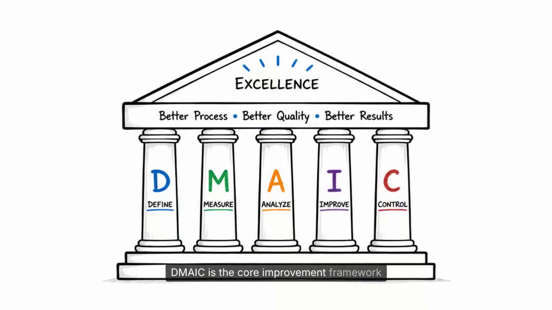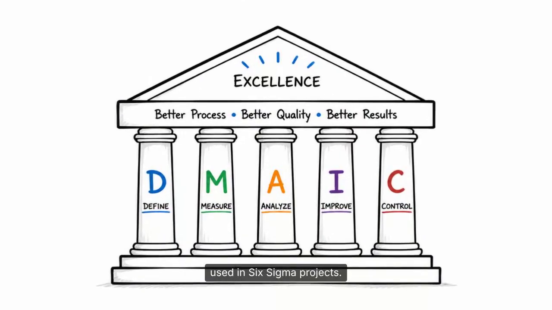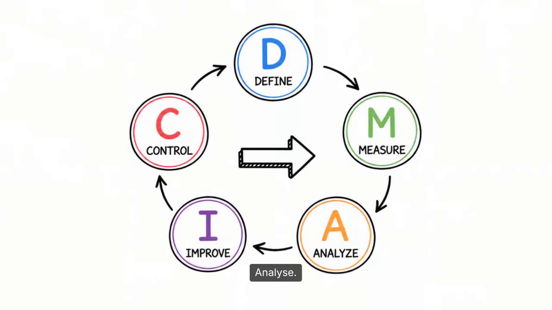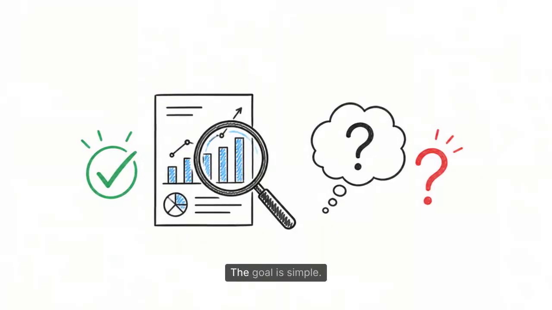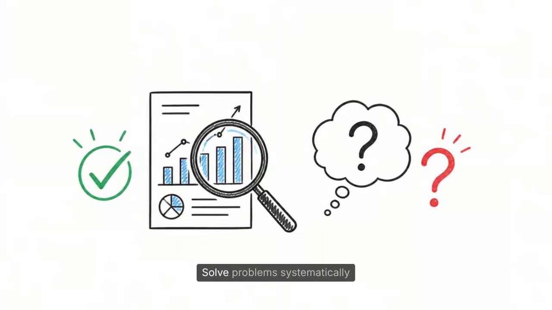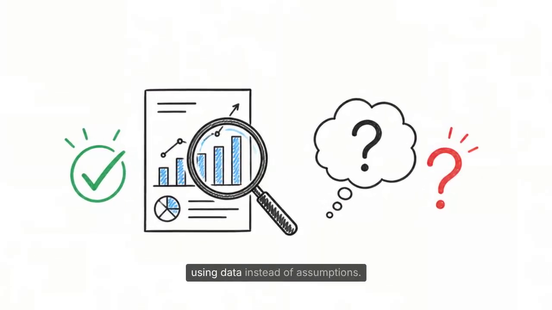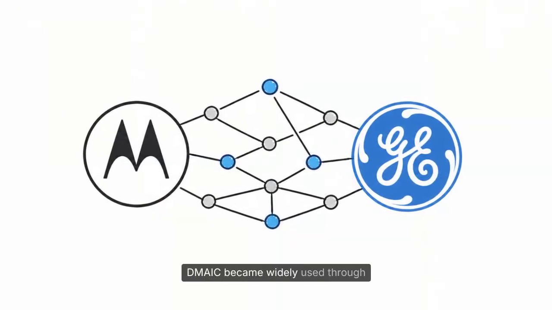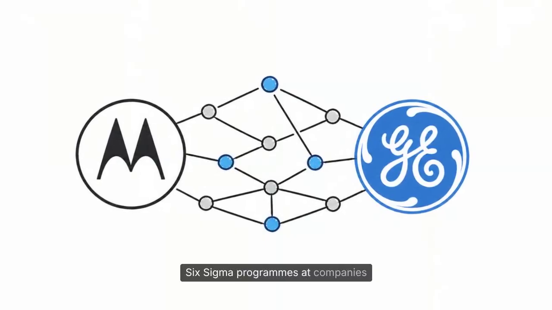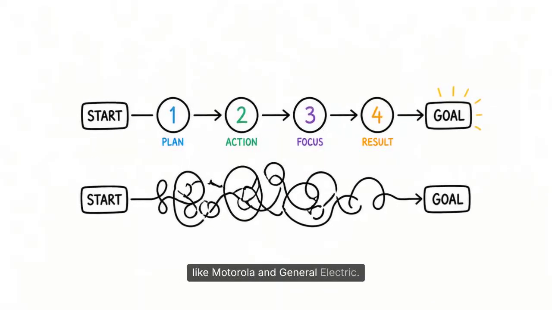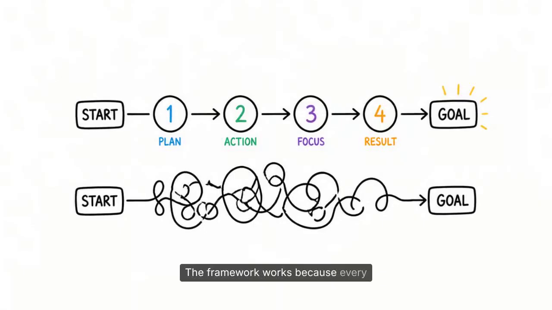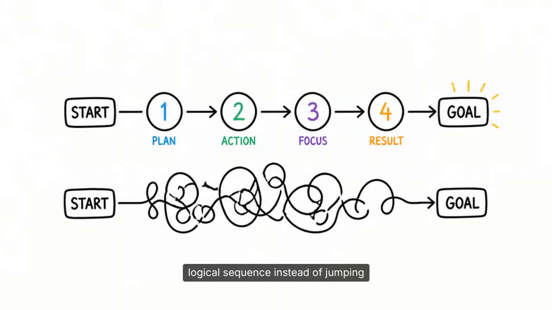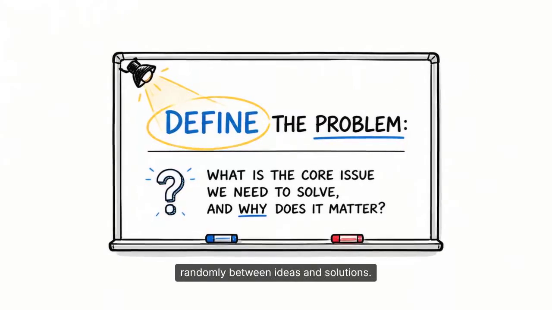DMAIC is the core improvement framework used in Six Sigma projects. The letters stand for Define, Measure, Analyze, Improve, Control. The goal is simple: solve problems systematically using data instead of assumptions. DMAIC became widely used through Six Sigma programs at companies like Motorola and General Electric. The framework works because every improvement project follows the same logical sequence instead of jumping randomly between ideas and solutions.